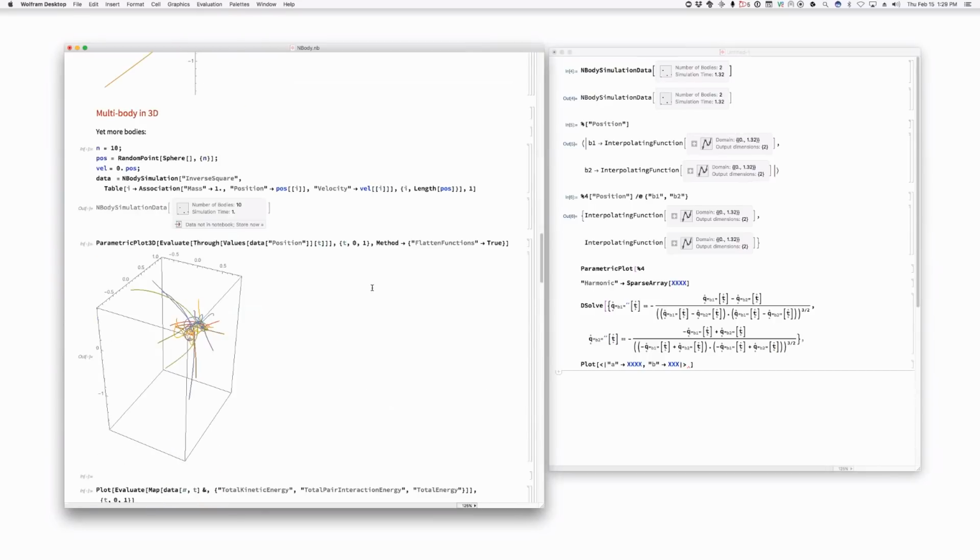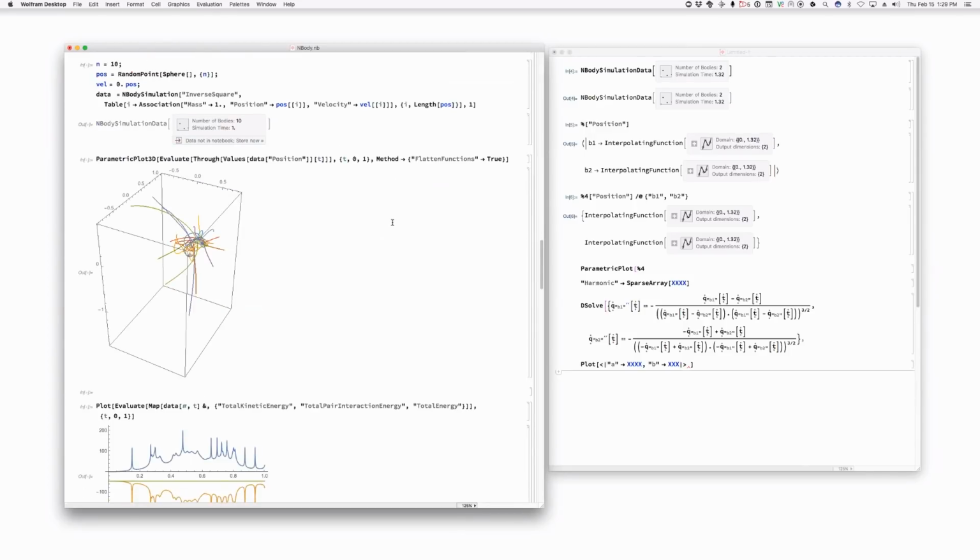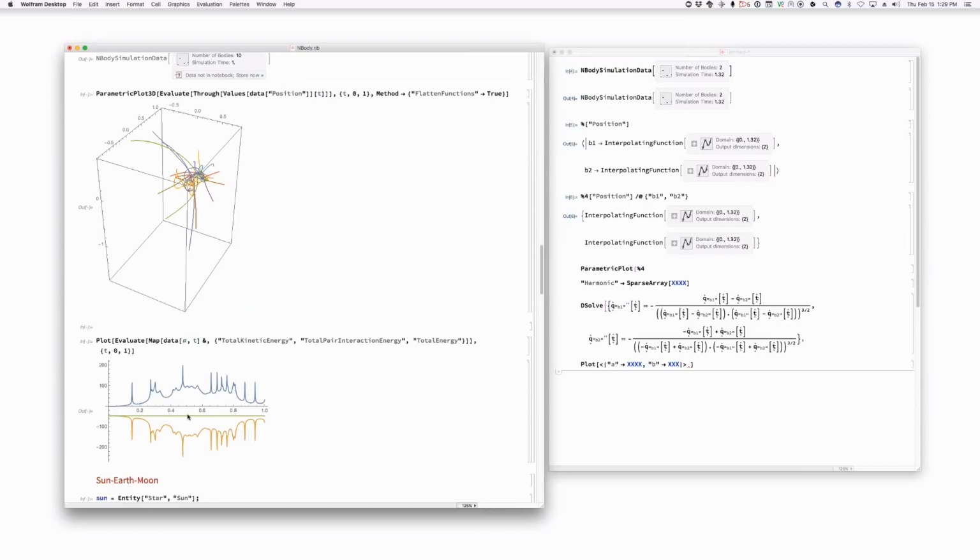MultiBody in 3D. Why are you doing random points on a sphere? That's just a starting condition. What is the default here? Oh, I see. 24 megabytes shouldn't be default in the notebook. Wow. These energy things are very good. It's surprising.